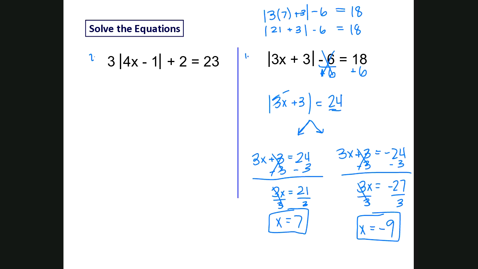Yes, Megan, all absolute values have 2 answers unless the 2 answers are both 0.